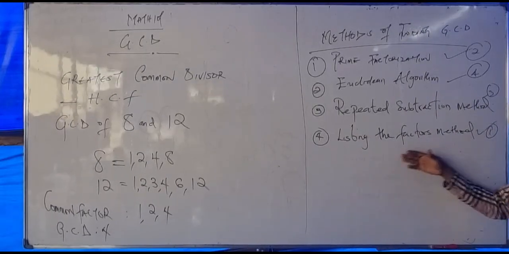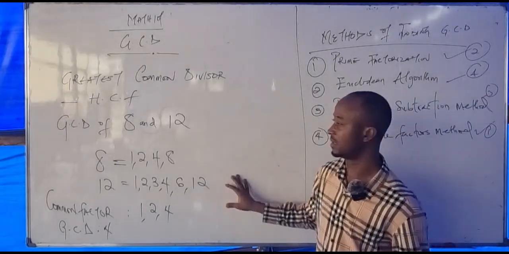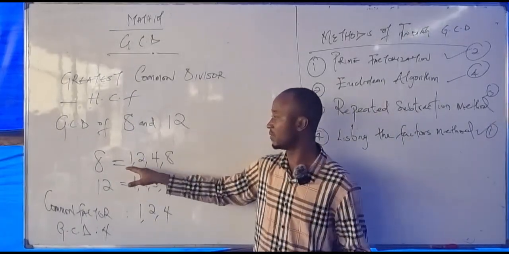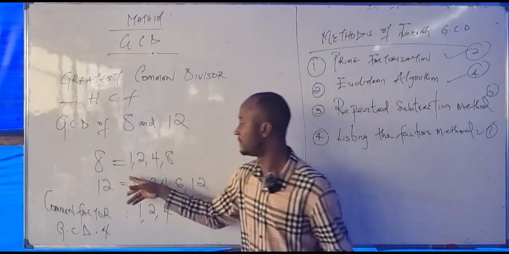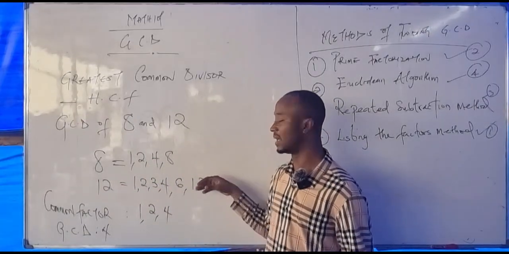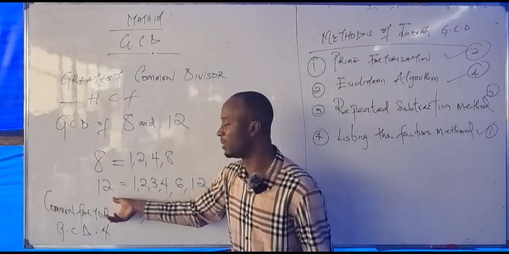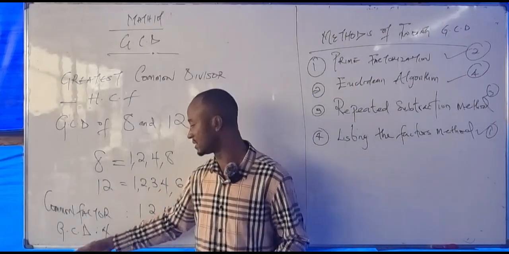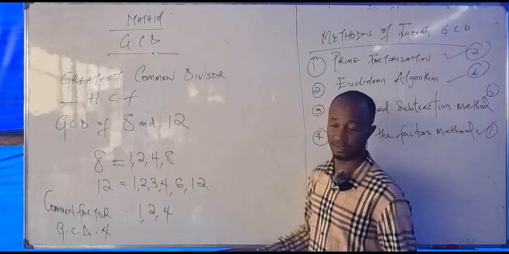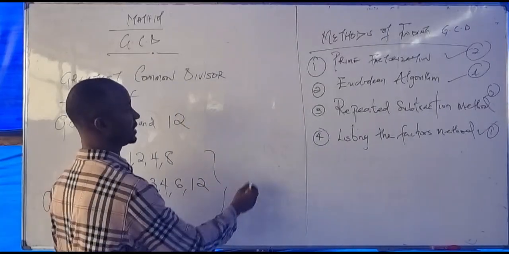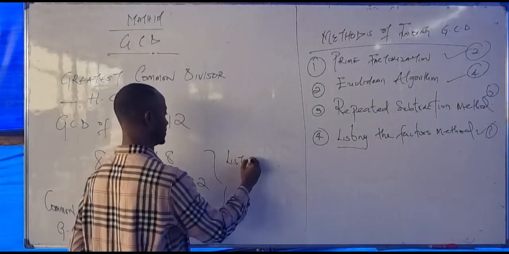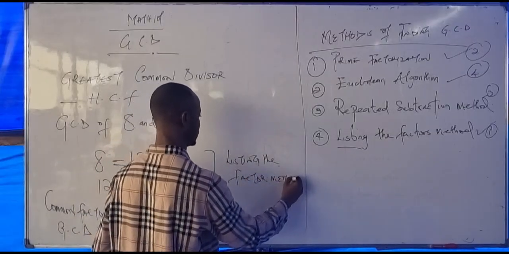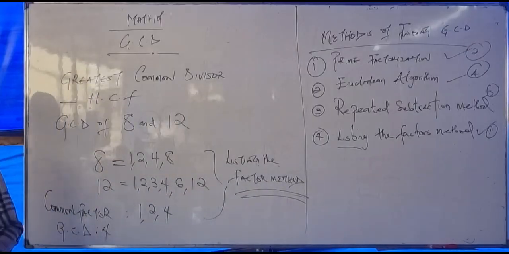The first is the listing the factors method, like we just did now. GCD of 8 and 12. The factors of 8 are 1, 2, 4, and 8. The factors of 12 are 1, 2, 3, 4, 6, and 12. Then the common factors between 8 and 12 are 1, 2, 4. Then the greatest common factor or divisor is 4. This is under the listing the factor method.